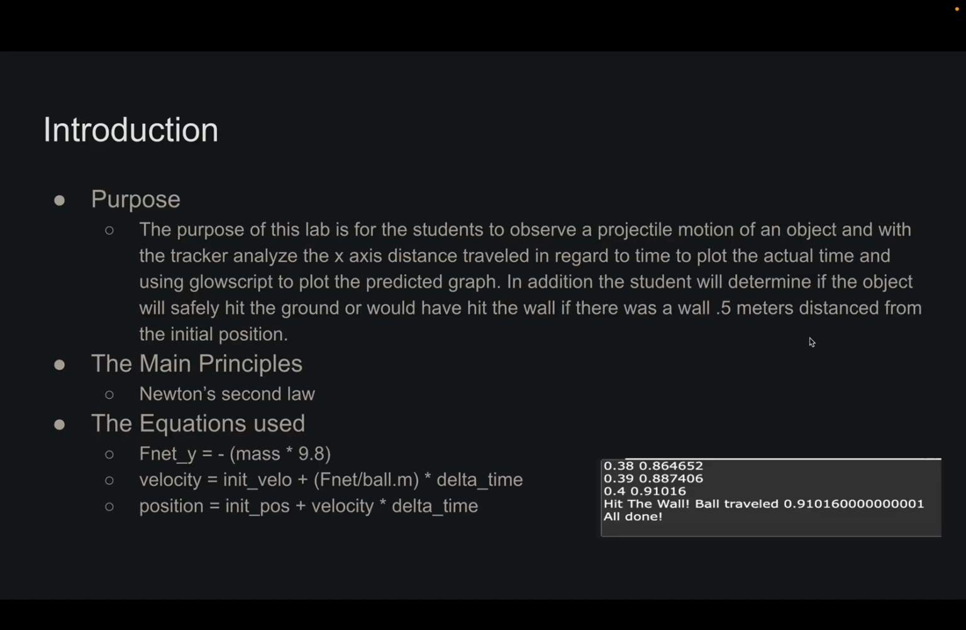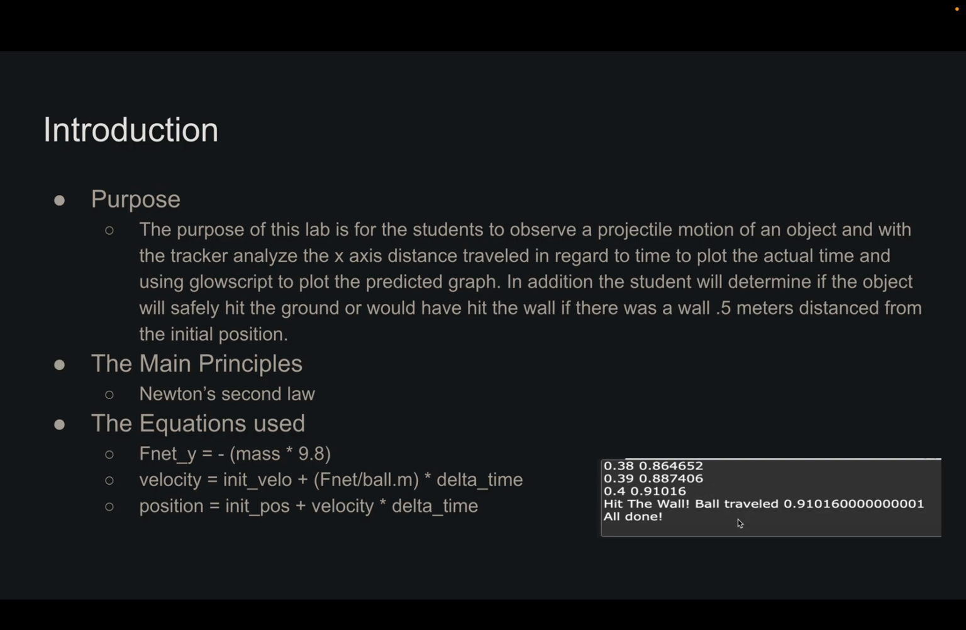Lab 5 today. For the introduction, the purpose of this lab is for the students to observe the projectile motion of an object and, with the Tracker, analyze the x-axis distance traveled with regard to time to plot the actual graph, and using GlowScript to plot the predicted graph. In addition, the student will determine if the object will safely hit the ground or would have hit an invisible wall if there was a wall at 0.5 meters distance from the initial position.